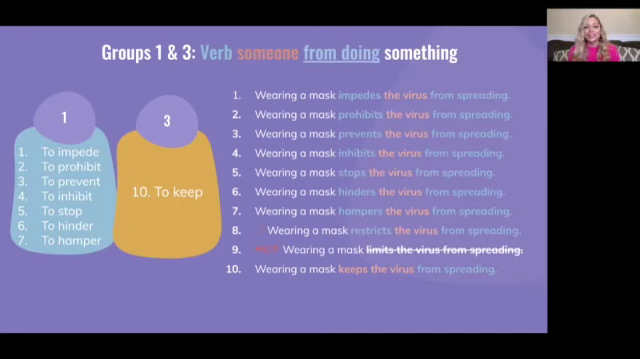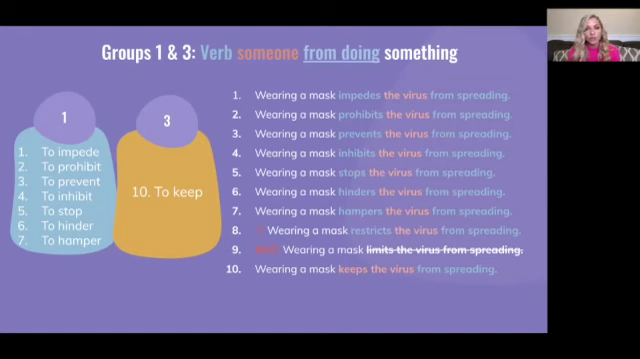So numbers 1 through 7, you can say verb someone from doing something or something from doing something. So impedes the virus from spreading. You can also use it with group 3, which is just to keep. So wearing a mask keeps the virus from spreading. And we have group 2, which is number 8 and 9. Number 8 says wearing a mask restricts the virus from spreading.